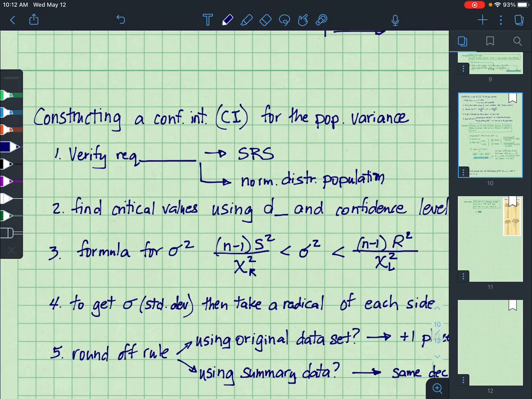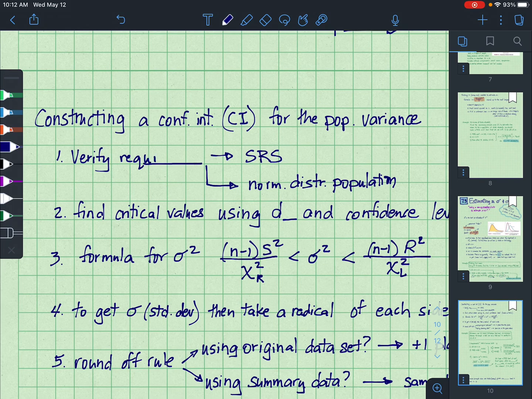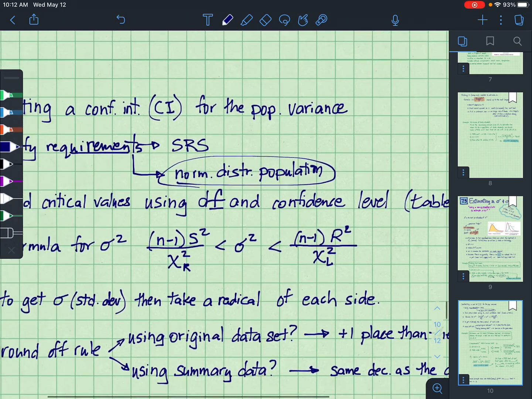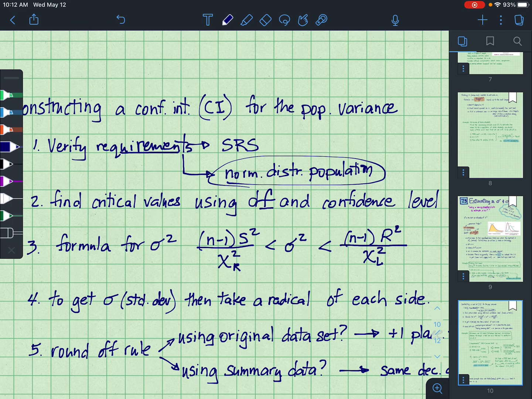So the steps of constructing: verify your requirements. For simple random sampling, and obviously if our distribution is normal, it must be. Notice there's no requirement here of also n is greater than 30. No, we've got to have a normal distribution. Didn't mean to erase that. Highlight it. All right. Find the critical values using degrees of freedom and the confidence level. Again, table or technology. Technology is probably going to be faster.